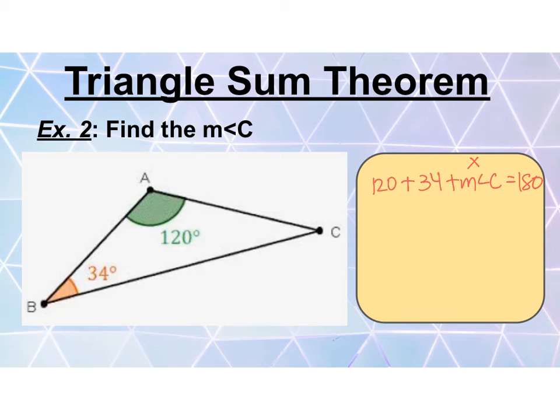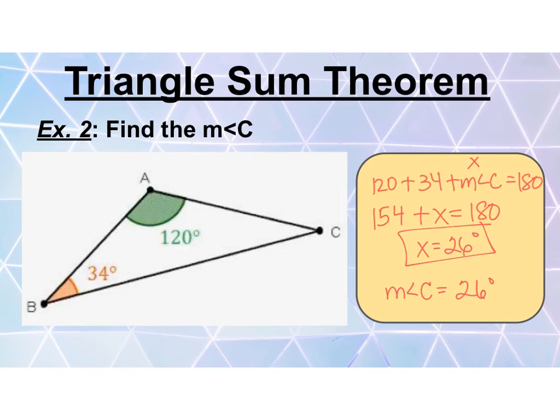I'm going to combine like terms, so I have 154 plus X equals 180, and then I'm going to subtract the 154, so I get 26. So that angle must equal 26. I'm going to use my notation. The measure of angle C equals 26 degrees.